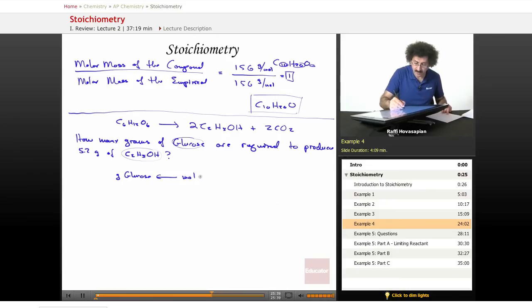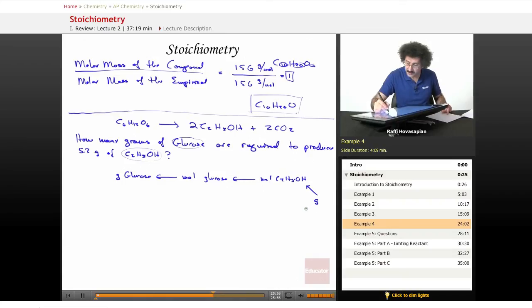Grams of glucose comes from moles of glucose. Moles of glucose I can get from moles of ethanol. And moles of ethanol comes from grams of ethanol. That's the process. I'm given 5.2 grams of this. I have to go from grams to moles, mole to mole using the mole ratio, and then from moles back to grams. This is my path. I go from here to here to here to here.